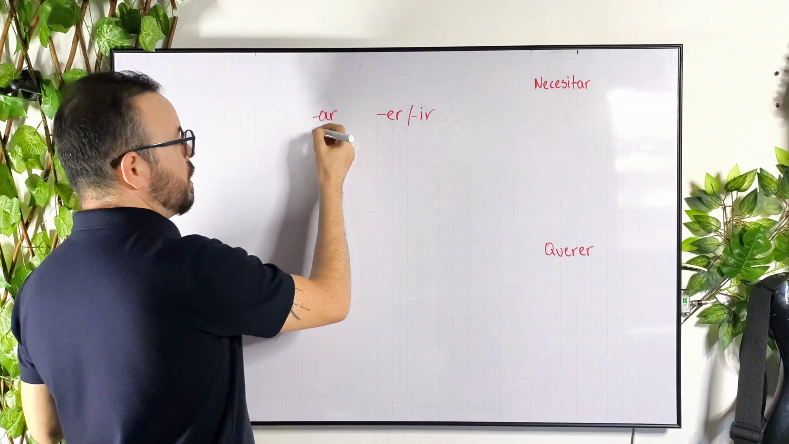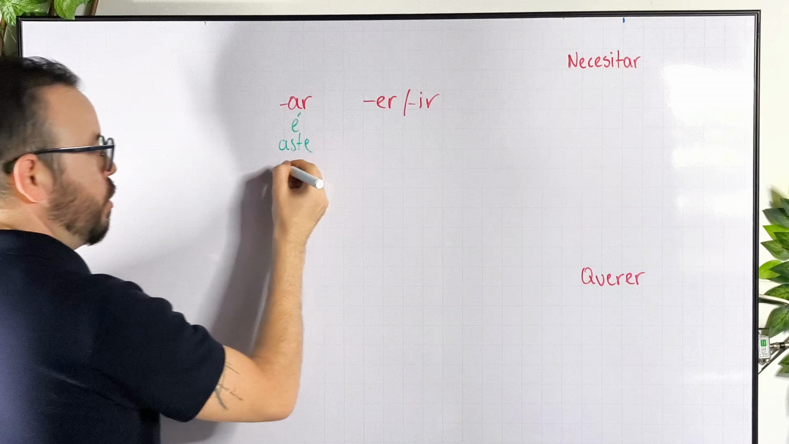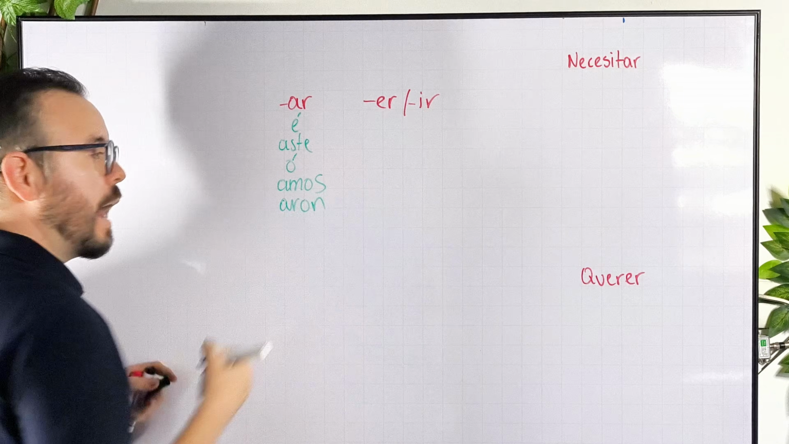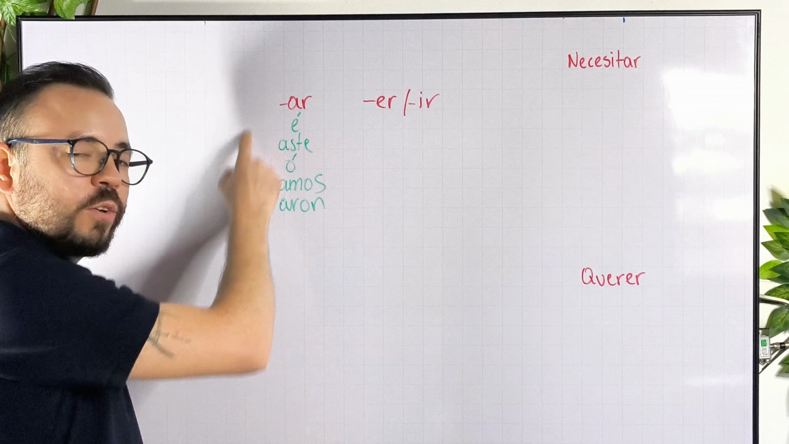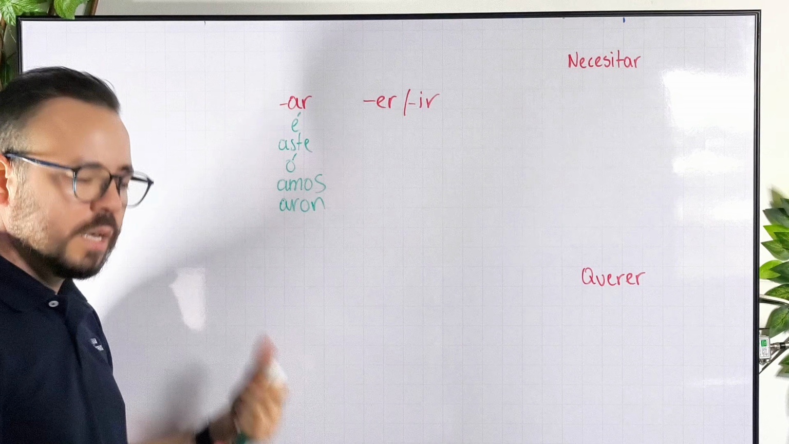That's it. For example, the AR will be E for I, aste for you, O for he, she, or it, amos for the we form, and aron for the they form. So basically, these are the endings that we're going to be using for conjugating necesitar in pretérito indefinido, in past number 1. So let's go.